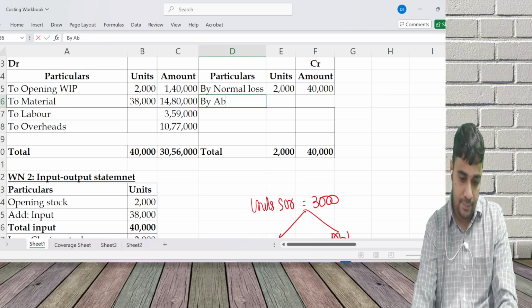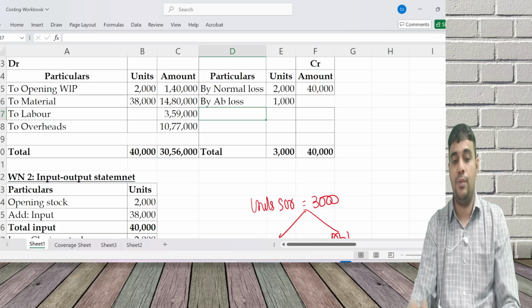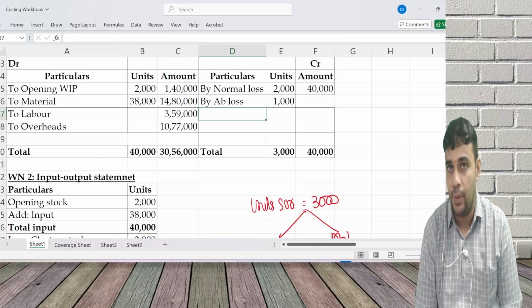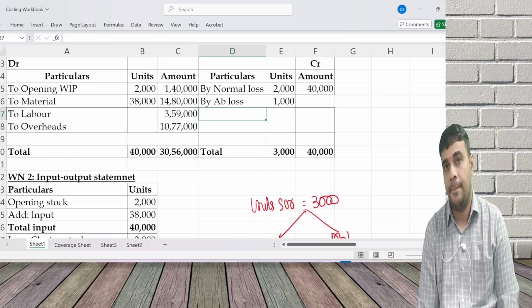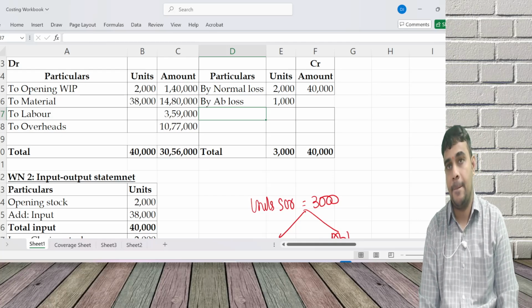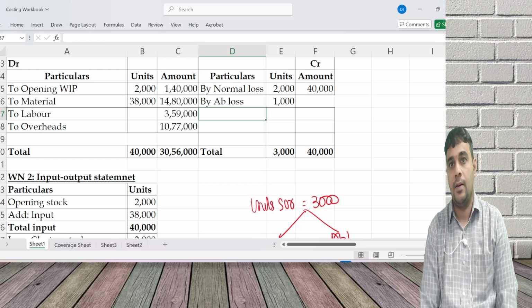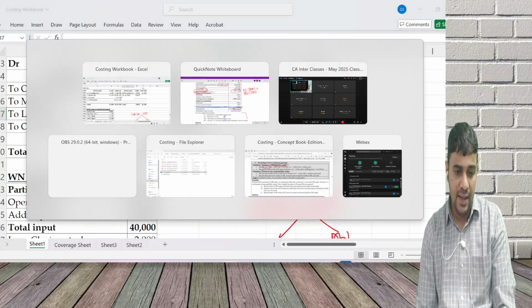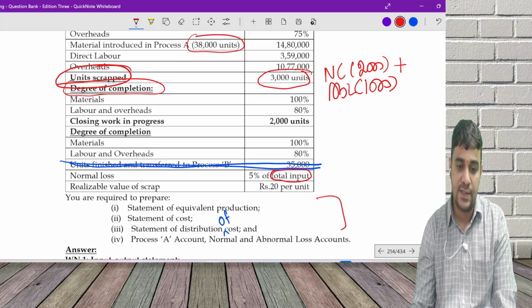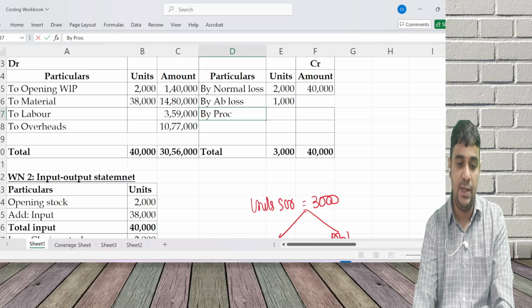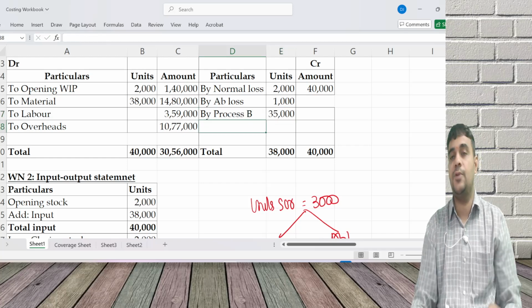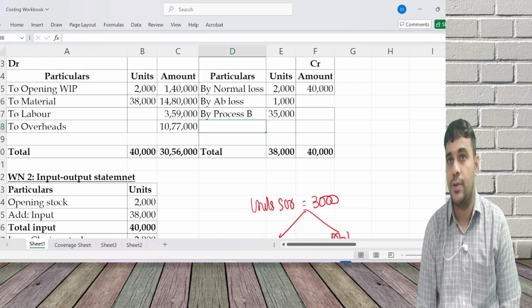By abnormal loss 1000, value we don't know. Clear? By process B, we have transferred to the next process. 35,000 units we have produced. Actual output was 35,000.